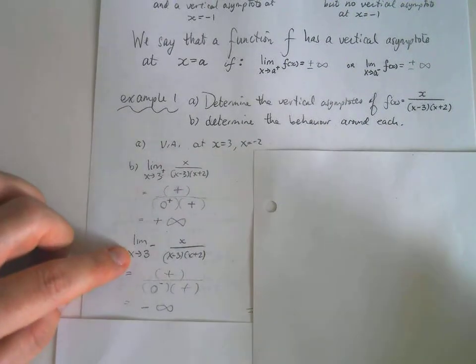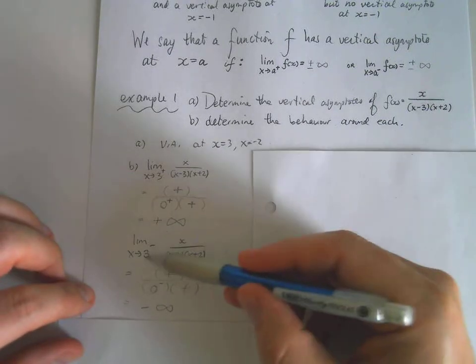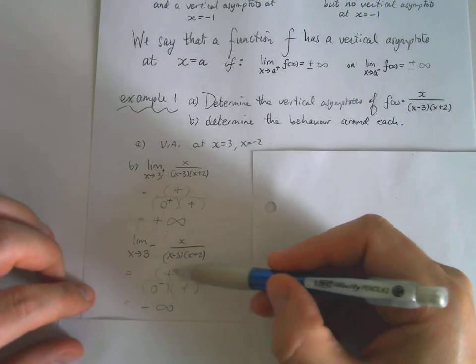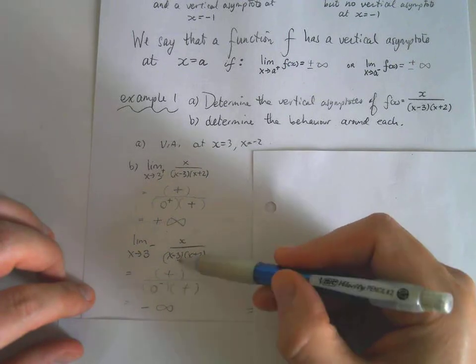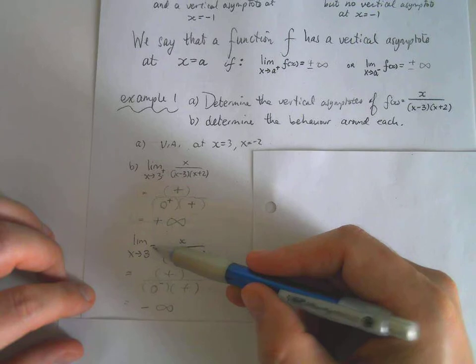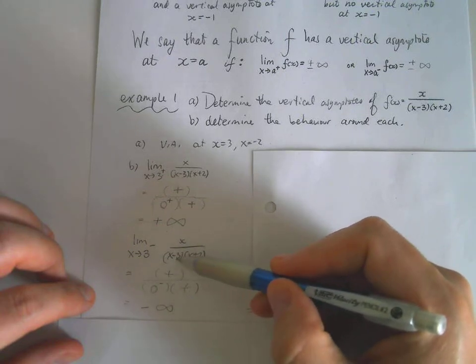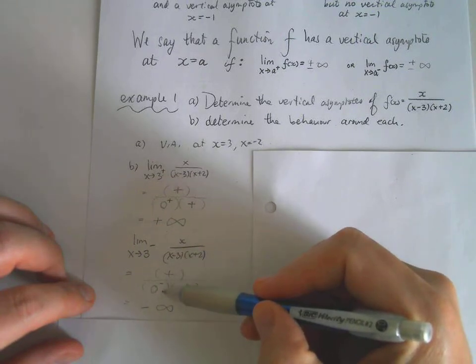So let's look at the other side of 3. Same thing, as I approach 3, this is going to be positive because it's going to be a 5. But then this thing here is going to start tending towards 0, but now it's a number that's slightly less than 3, which means if I were to substitute it in here, that's going to be a tiny negative number.